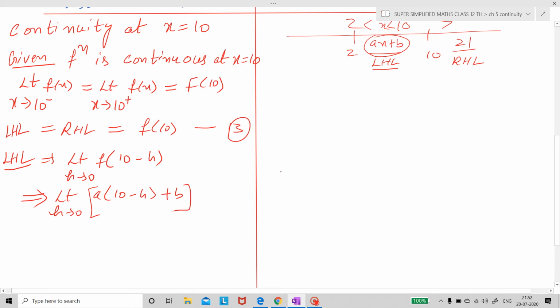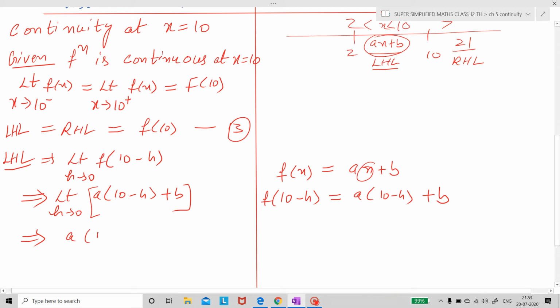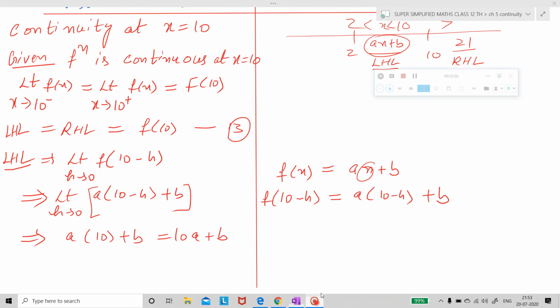You can see here that for left hand limit of 10, f(x) is ax plus b. Now since you want to find the value of f(10 minus h), you replace x by 10 minus h. So you get f(10 minus h) is equal to a times (10 minus h) plus b. So now if you substitute h to be 0, what do you get? You get a into 10 plus b, which is equal to 10a plus b. Now you have to find the value of right hand limit.